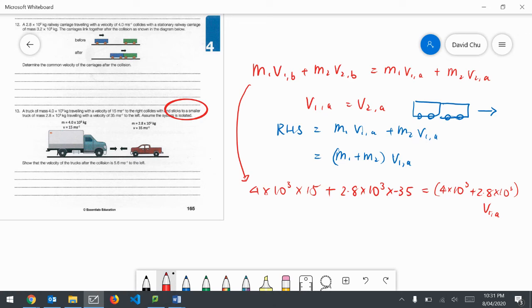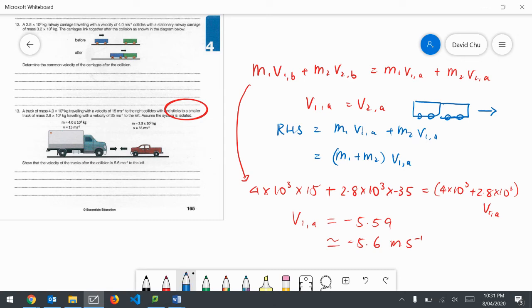You're going to end up with V combined, which is V1A, equals minus 5.59, and 2 sig figs is going to give me minus 5.6 meters per second. Now, the question here asks us to demonstrate that the collision is 5.6 meters per second to the left.